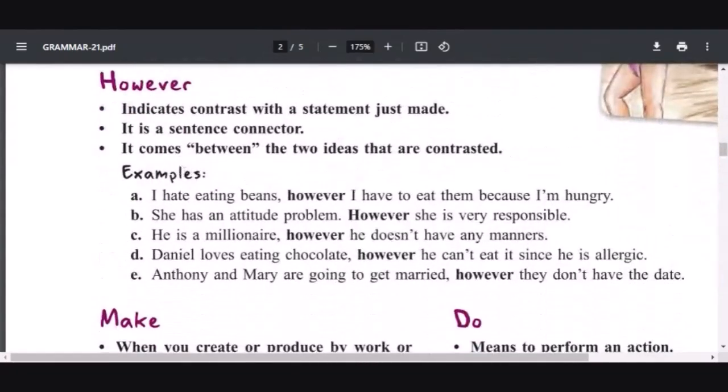And what about however? Well, however is just to indicate contrast with the statement just made. It's possible to put however in the middle, after a comma or after a period. It comes between the two contrasting ideas. I hate eating beans. However, I have to eat them because I'm hungry. Or she has an attitude problem. However, she is very responsible. Or he is a millionaire. However, he doesn't have any manners. Or Daniel loves eating chocolate. However, he can't eat it since he is allergic.